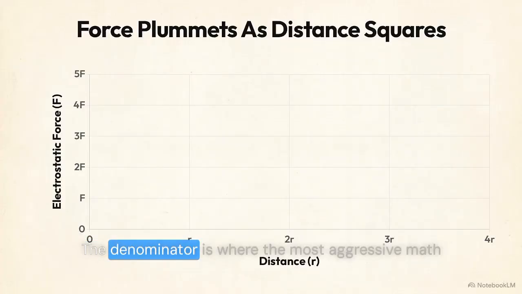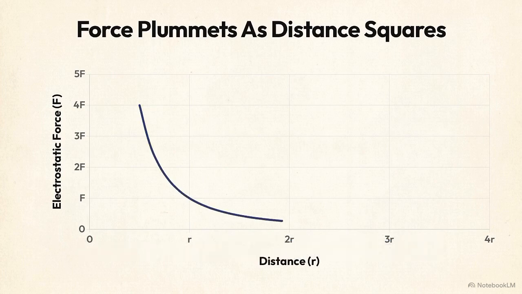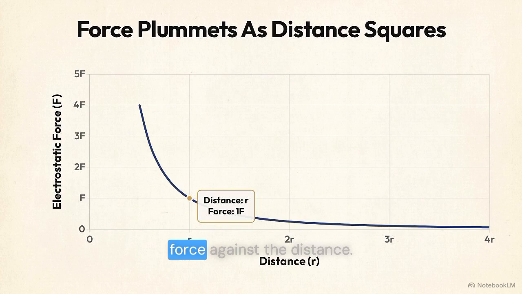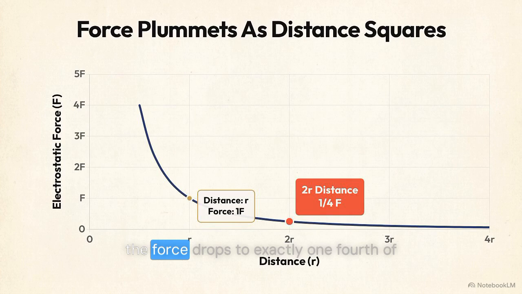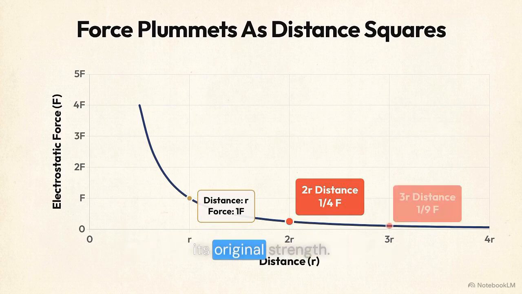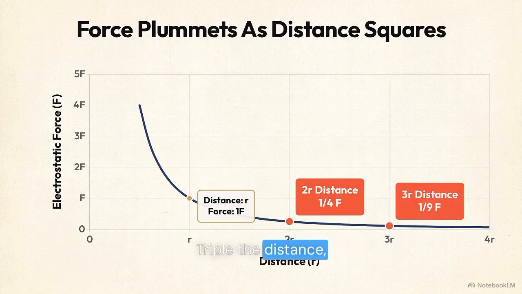The denominator is where the most aggressive math happens, the distance squared. Take a look at this graph plotting the force against the distance. Because of that square, if you double the distance between two charges, the force drops to exactly 1/4 of its original strength. Triple the distance, and you have just 1/9 of the force.